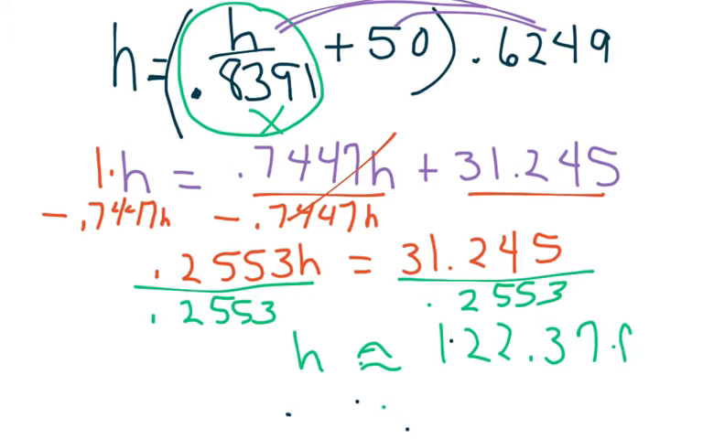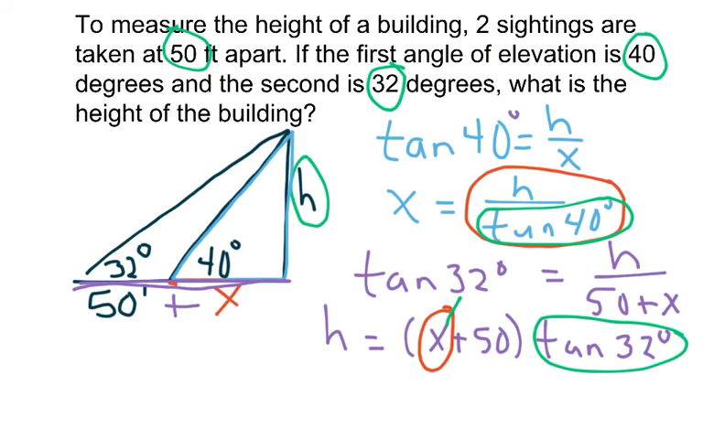122.37 feet. Again, on all four of these problems, you need to look at them. You'll have one of these versions, but with different numbers, so you need to go through and practice with different numbers. So that's how we found h here.